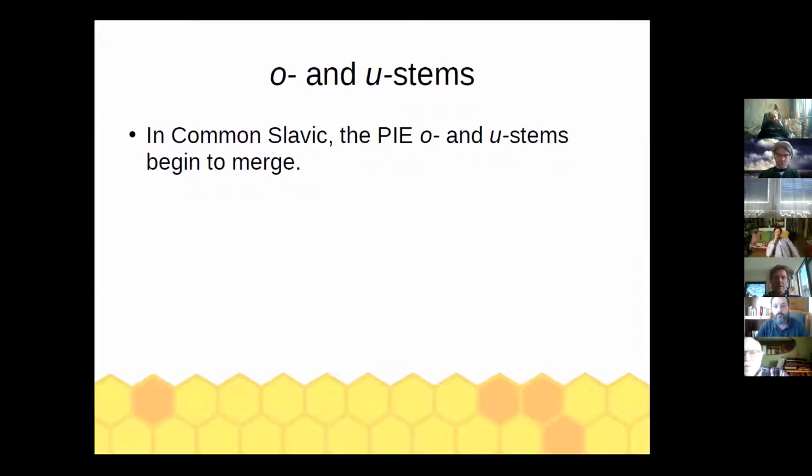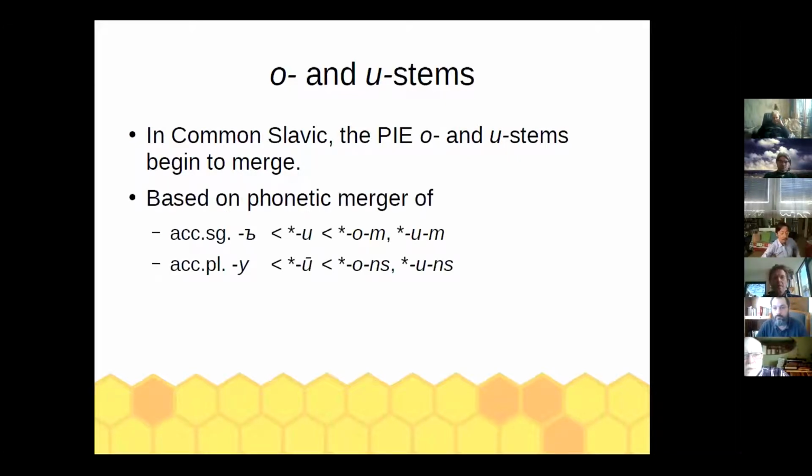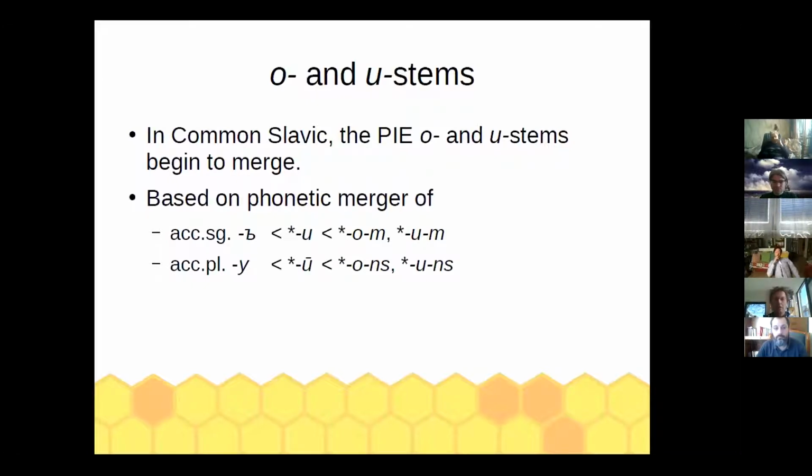And the U stems in Slavic already at a very early stage started to merge with the Proto-European O stems. And this process started in the Common Slavic period. And this happened because in Common Slavic, the accusative singular endings and accusative plural endings of the O and U stems had merged phonetically. So therefore the paradigms had become more similar and they started to merge.